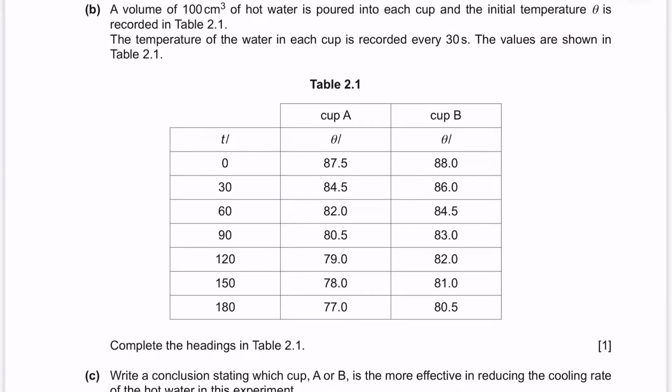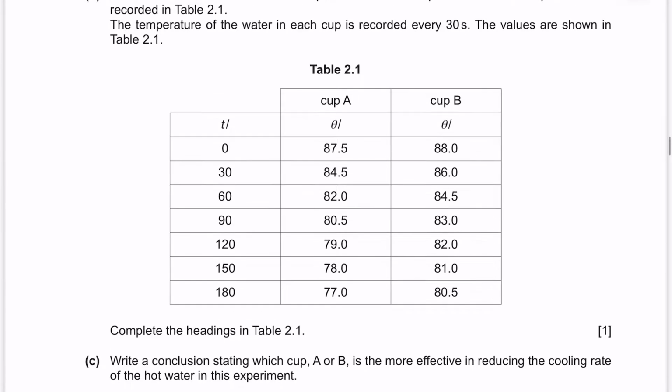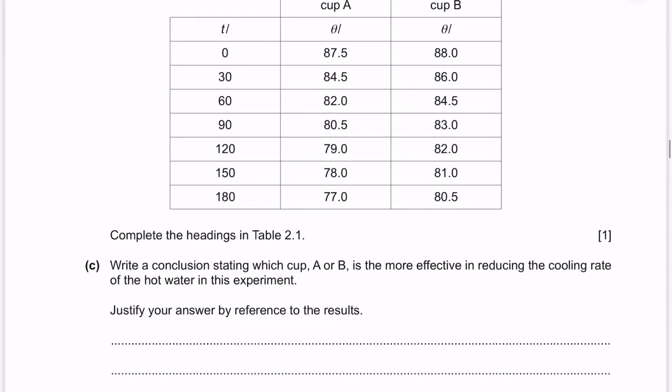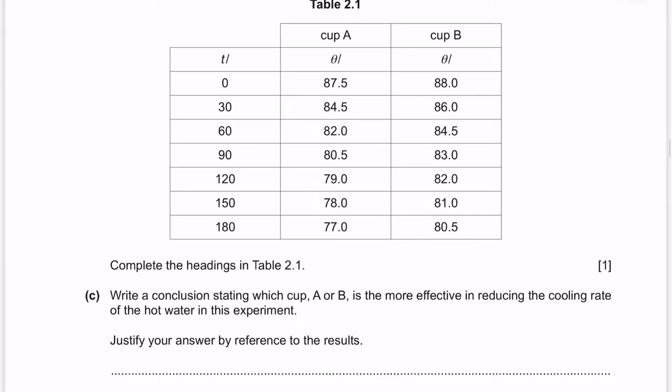A volume of 100 cm cubed of hot water is poured into each cup, and initial temperature theta is recorded in table 2.1. The temperature of the water in each cup is recorded every 30 seconds. Values are shown in the table. Fine, complete the headings in table 2.1. So we have to write the units. Time is in seconds, degrees Celsius, degrees Celsius.